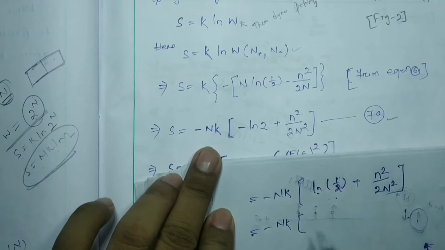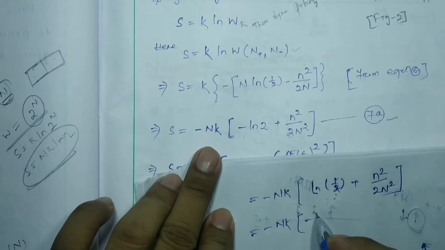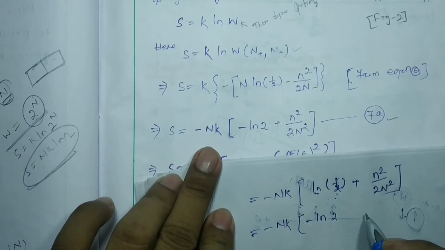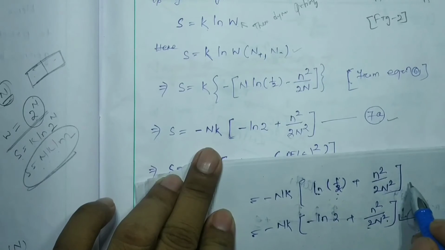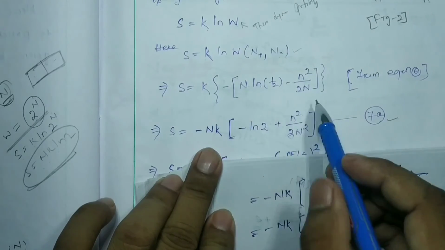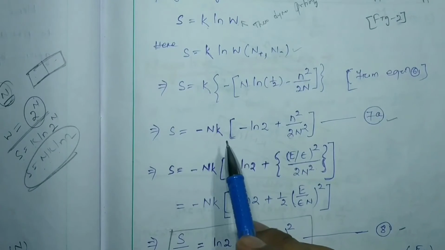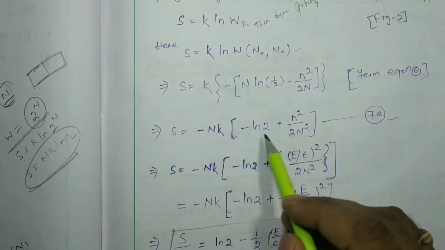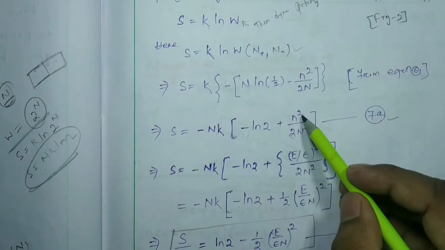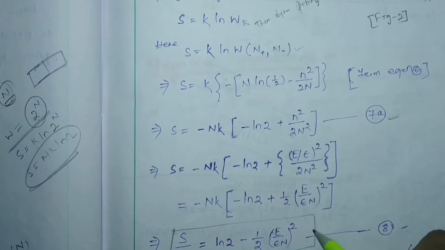Here you can see ln 1 by 2 plus ln 1 by 2 can be written as minus ln 2, plus n square by 2 capital N square. This step I have omitted over here, you can write it. So here we have written minus nk into minus ln 2 plus small n square by 2 into capital N square. Let this be your equation number 7a.